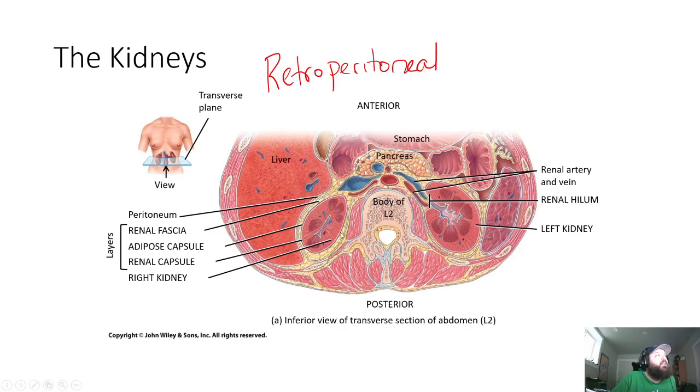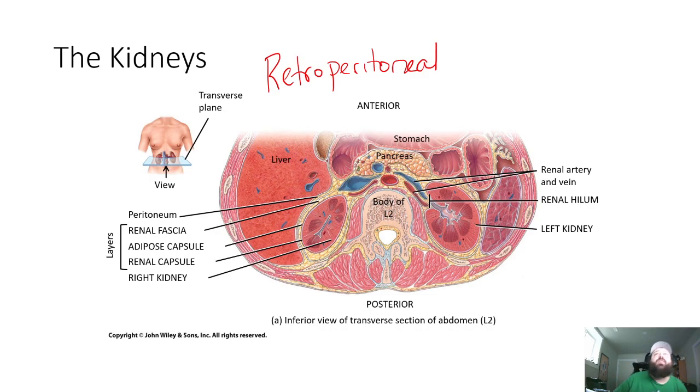Surrounding the renal capsule is the adipose capsule, which you can see in this picture here is this mass of fatty tissue that surrounds the renal capsule. This helps to protect the kidney from trauma and also hold it in place in the abdominal cavity. And then surrounding this fatty adipose capsule layer is another layer called the renal fascia. The renal fascia consists again of dense irregular connective tissue. And like a lot of these outer layers of structures, its function is to anchor the organ to the surrounding structures in the abdominal wall.